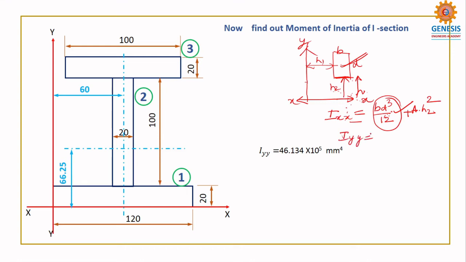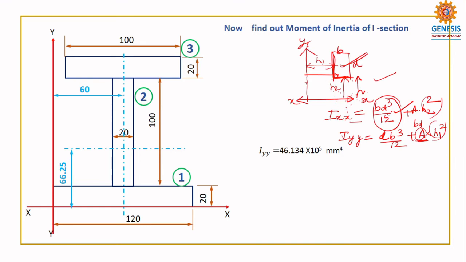Iyy is equal to, I am coming like this. The first dimension is D, so it is DB cube by 12 plus A, where A is the area of the cross section, that is BD, into H1 square. Only this, not H2. I hope you understood this one. So you observe this one, and don't make any mistakes. Okay, right? So this is to explain the parallel axis theorem.